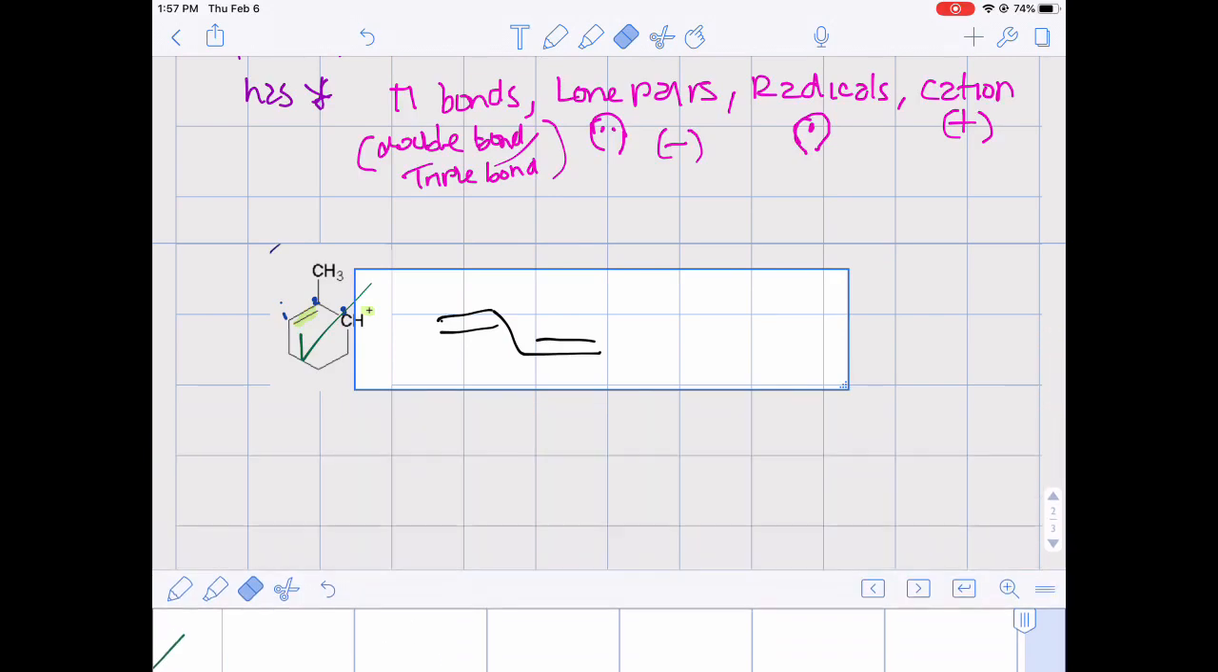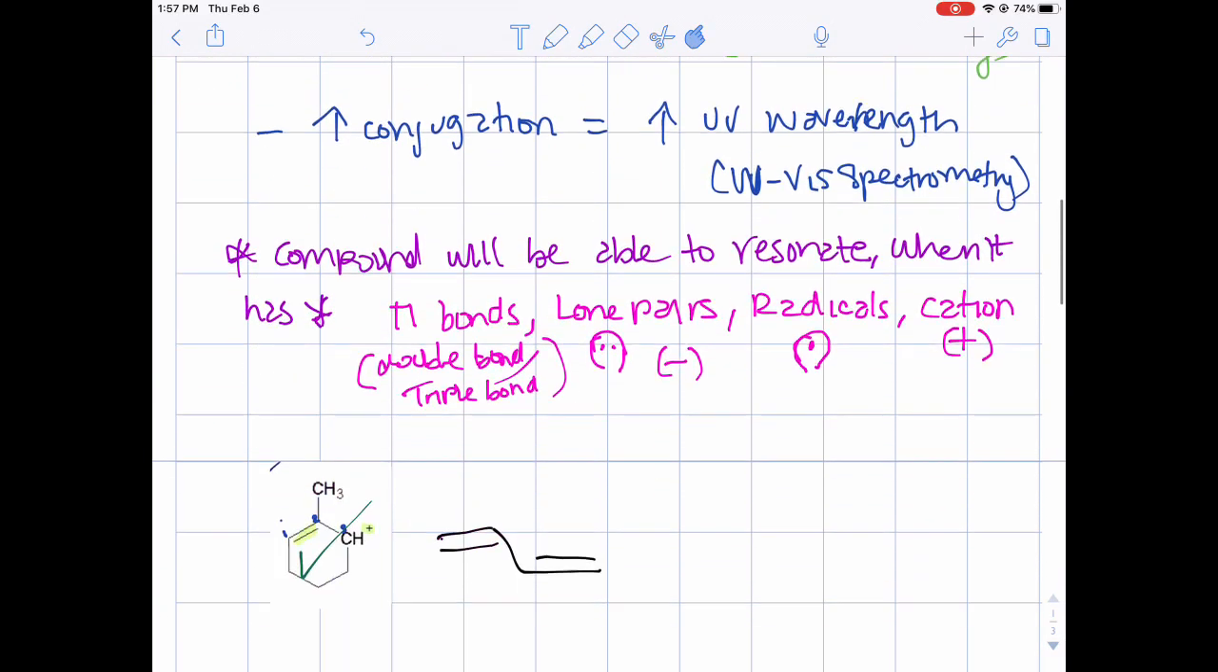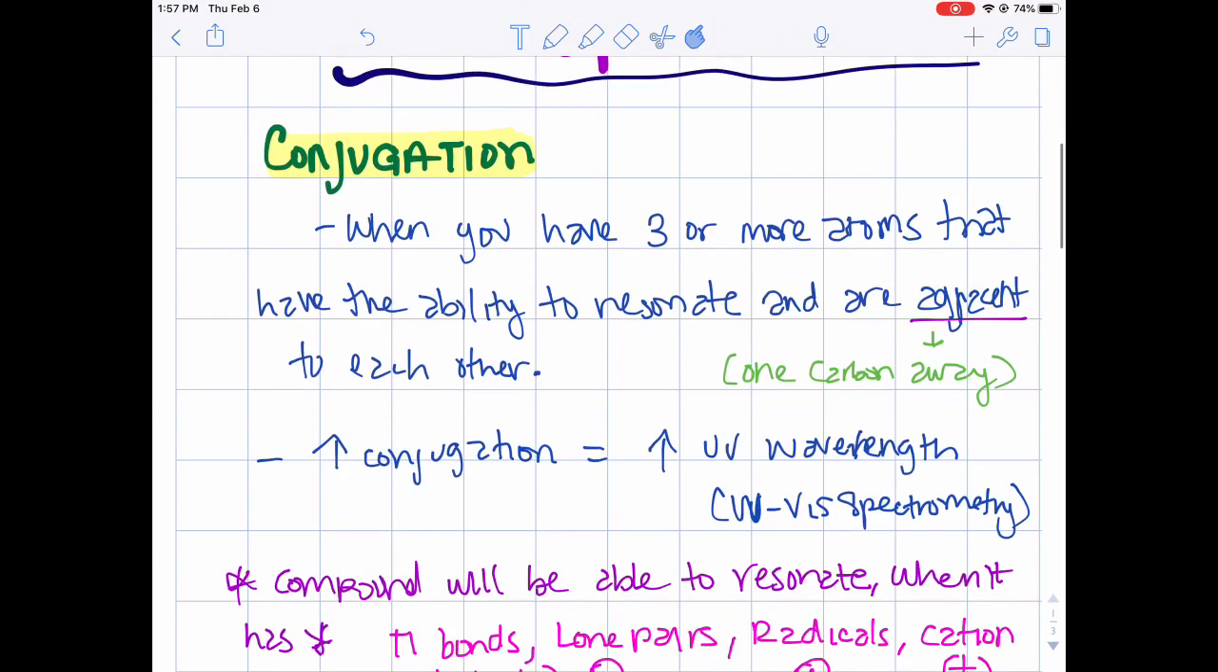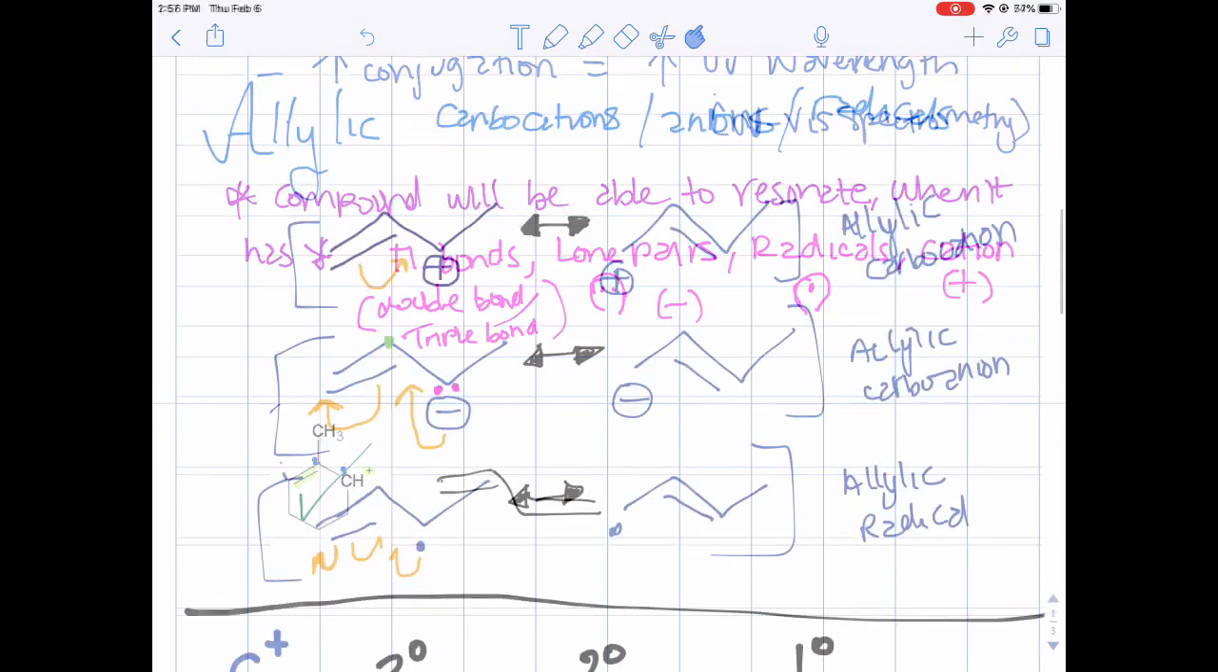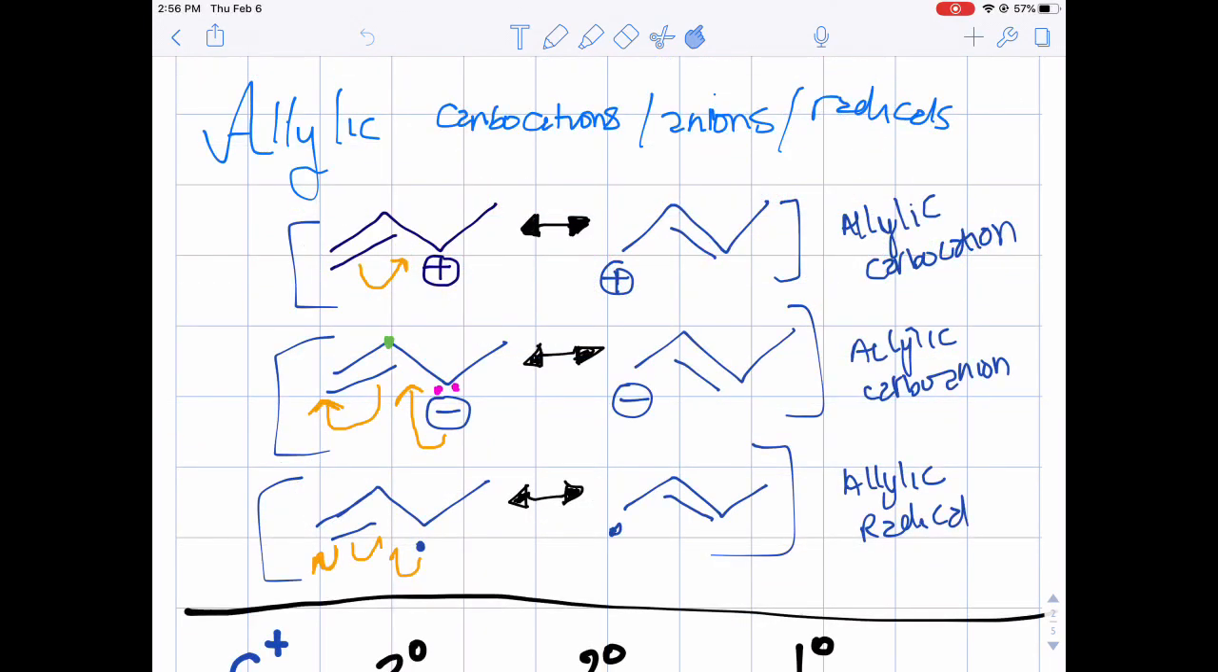All right. So now that we are more familiar with the concept of conjugation, let's talk about allylic carbocations, anions, and radicals. You may have seen that I already pre-wrote the notes, and this is because my recording keeps cutting off and playing without sound, so I do apologize for that. So basically this is just an overview of resonance.